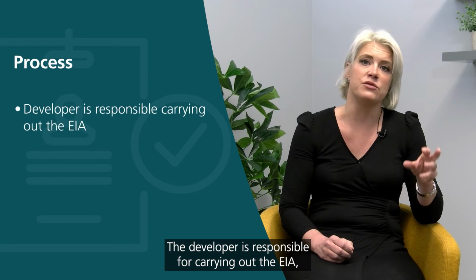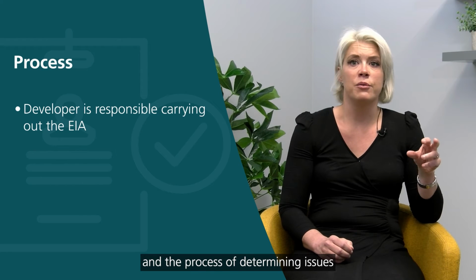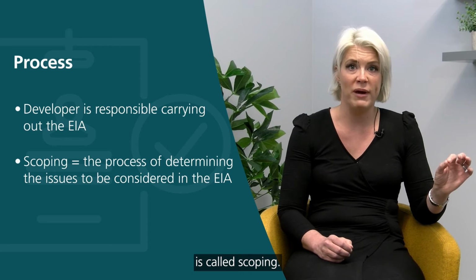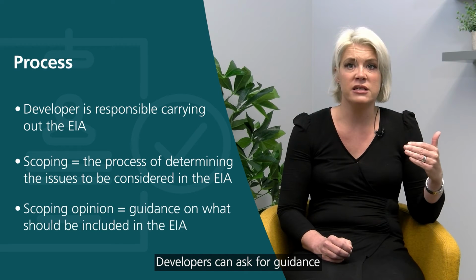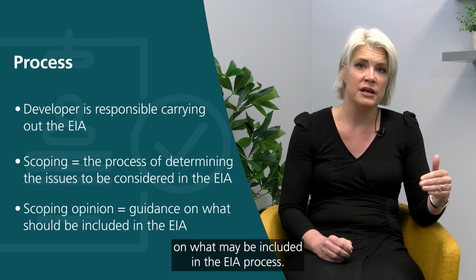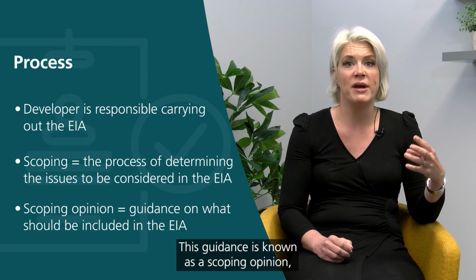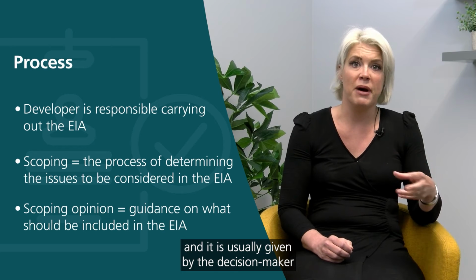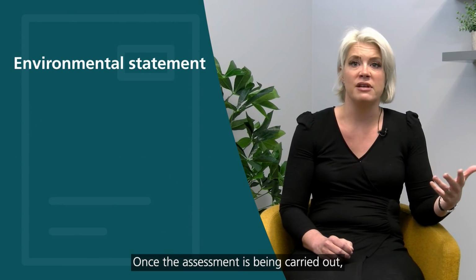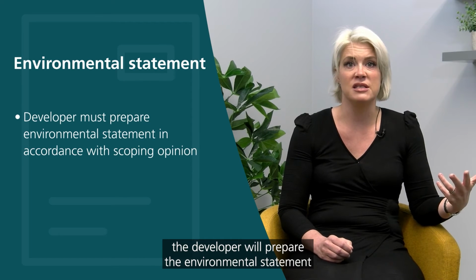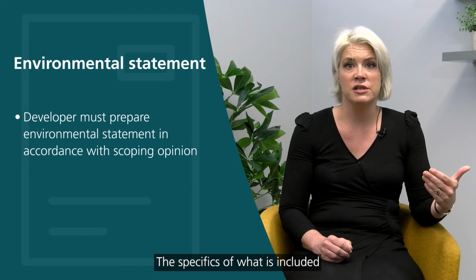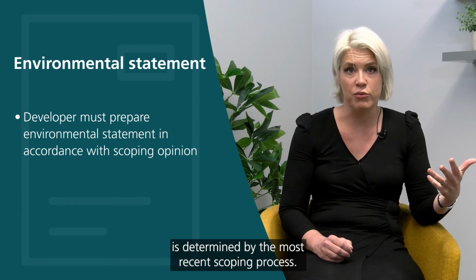The developer is responsible for carrying out the EIA, and the process of determining issues to be considered in the EIA is called scoping. Developers can ask for guidance from the decision-making authority on what may be included in the EIA process. This guidance is known as a scoping opinion, and it is usually given by the decision maker on request from the developer. Once the assessment has been carried out, the developer will prepare the environmental statement in accordance with the scoping opinion. The specifics of what is included is determined by the most recent scoping process.